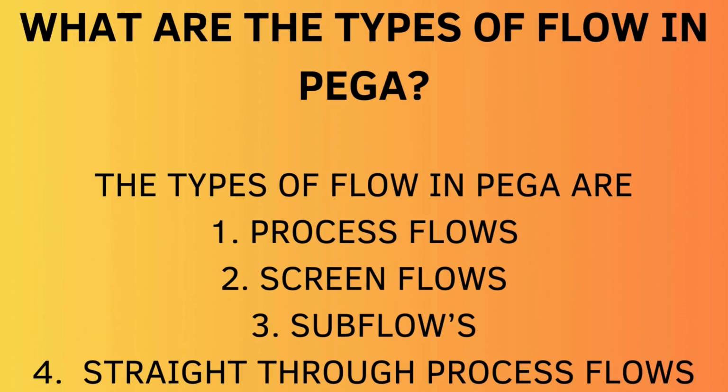What are the types of flow in Pega? The types of flow in Pega are: 1. Process flows. 2. Screen flows. 3. Subflows. 4. Straight-through process flows.